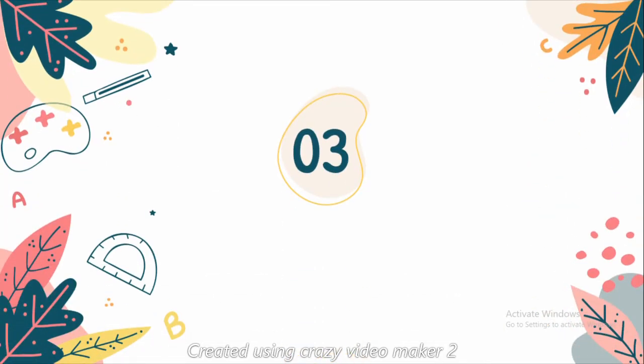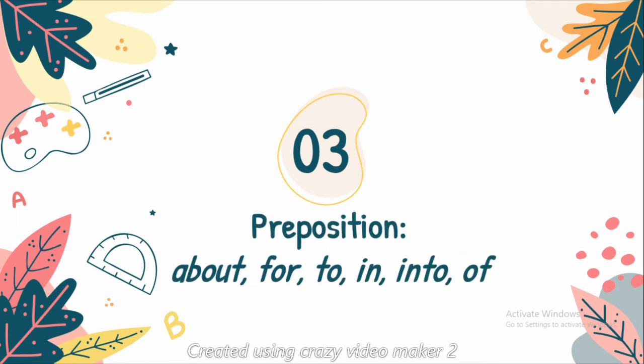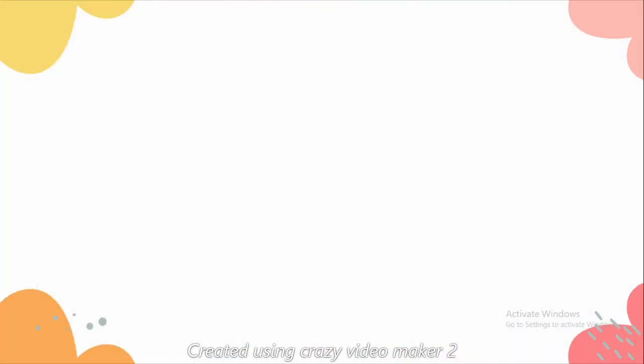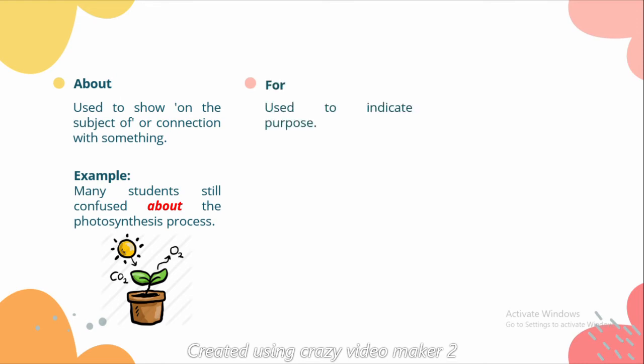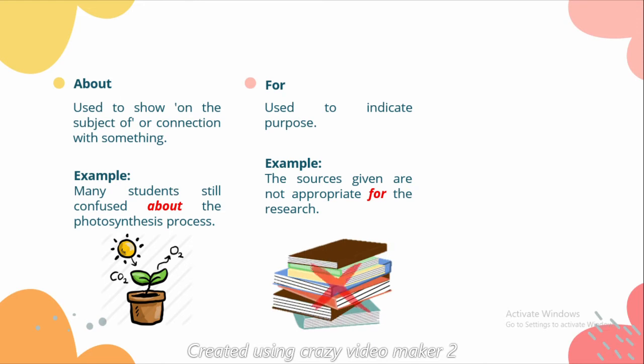Okay, let's move on to part 3. Prepositions about, for, to, in, into, and of. About is used to show the subject of or connection with something. For example, many students are still confused about the photosynthetic process. For is used to indicate purpose. For example, the sources given are not appropriate for the research.